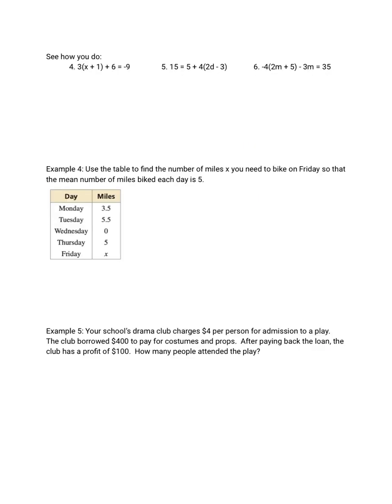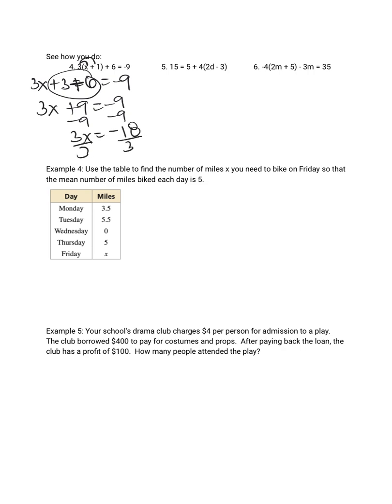Looking on the back at the see how you do section. All right, so again, we're starting off with distributing. So we would have 3x plus 3 plus 6 equals negative 9. Combining that 3 and 6, so we're going to have 3x plus 9 equals negative 9. Subtract 9, we're going to end with 3x equals negative 18. Divide by 3. And x equals negative 6.